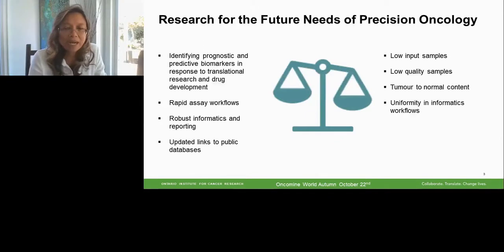But we also have to be mindful of the fact that the samples that we're profiling are getting smaller and smaller. The quality of some of these samples can be quite poor. We also need to think about the context of some of these tissues, so thinking about things like tumor to normal content, and once again, the uniformity in the informatic workflow.